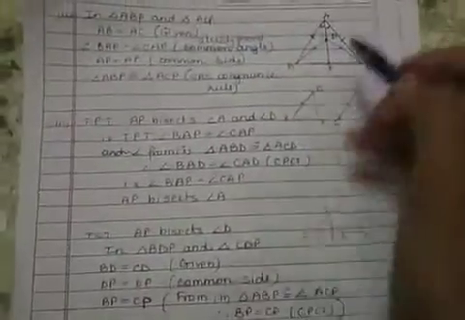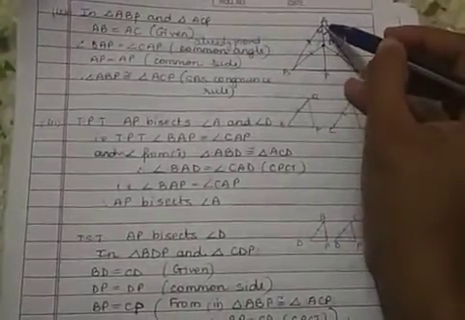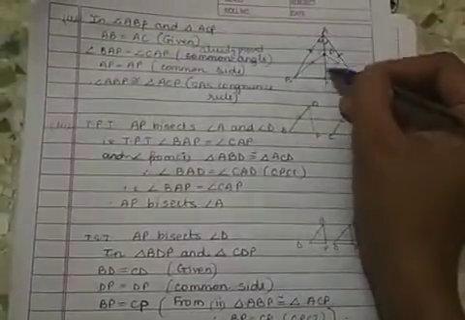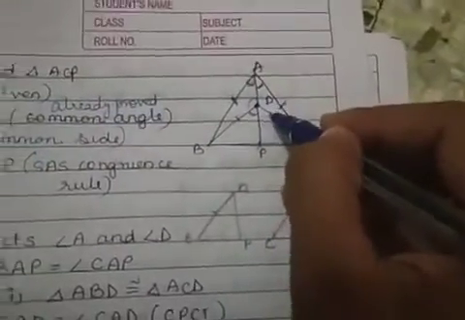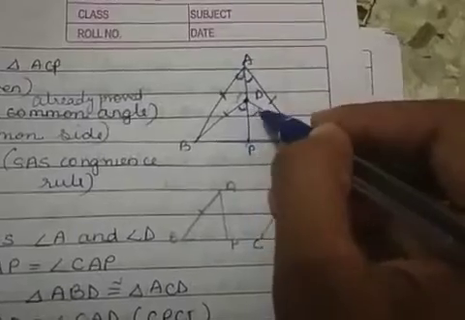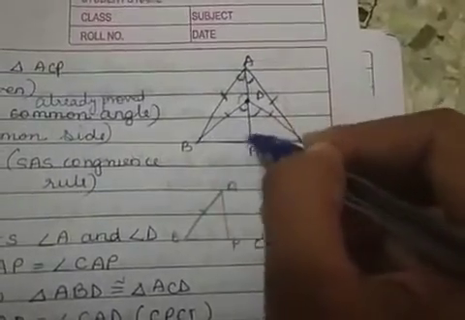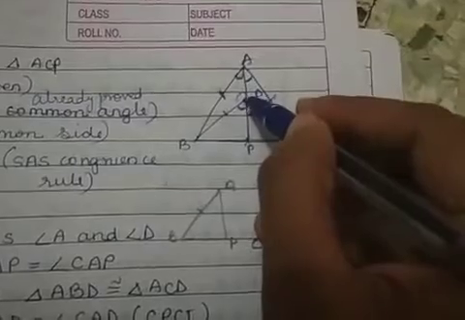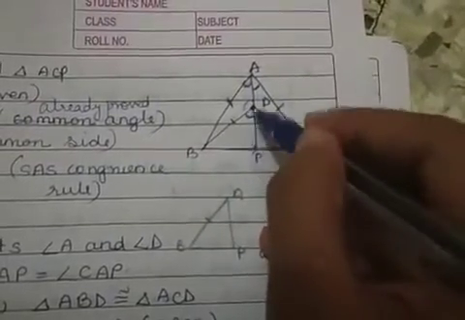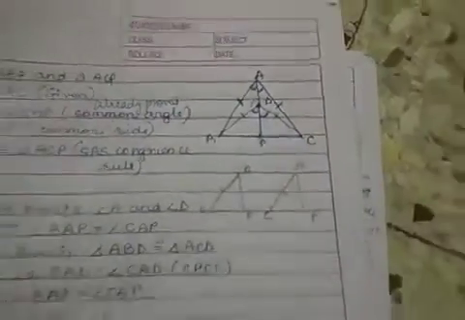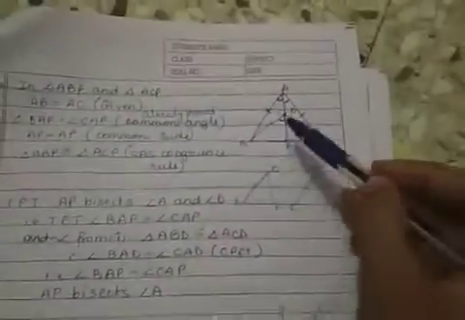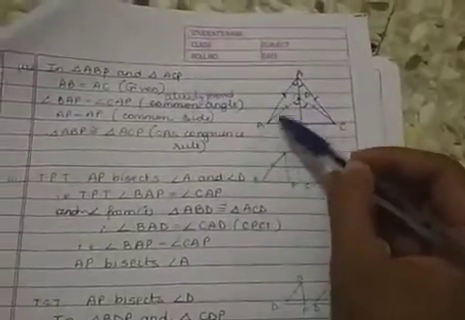Next we have to show that AP also bisects angle D. Means what? We have to show that this angle is equal to this angle. To show that this angle is equal to this angle, we have to prove that these two triangles are congruent. So if we prove that these two triangles are congruent, then I can say these two angles are equal by CPCT. So let us take the two triangles. It is triangle BDP and triangle CDP.